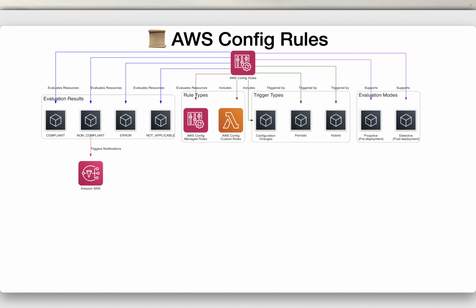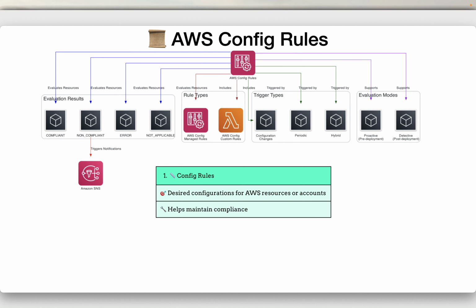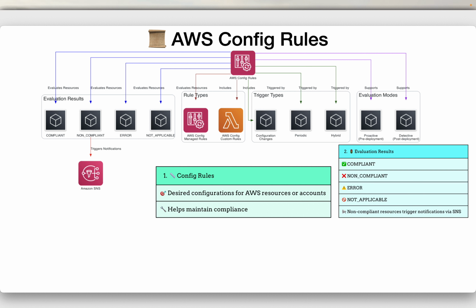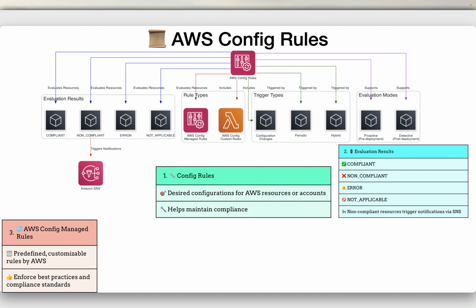Next feature, AWS Config rules. AWS Config rules represent the desired configuration settings for specific AWS resources or entire AWS accounts, helping maintain compliance. AWS Config evaluates resources against rules and flags them as compliant, non-compliant, error, or not applicable. Non-compliant resources trigger notifications via Amazon SNS. AWS offers a set of predefined and customizable rules called AWS Config Managed Rules, which can be easily implemented to enforce best practices and compliance standards.